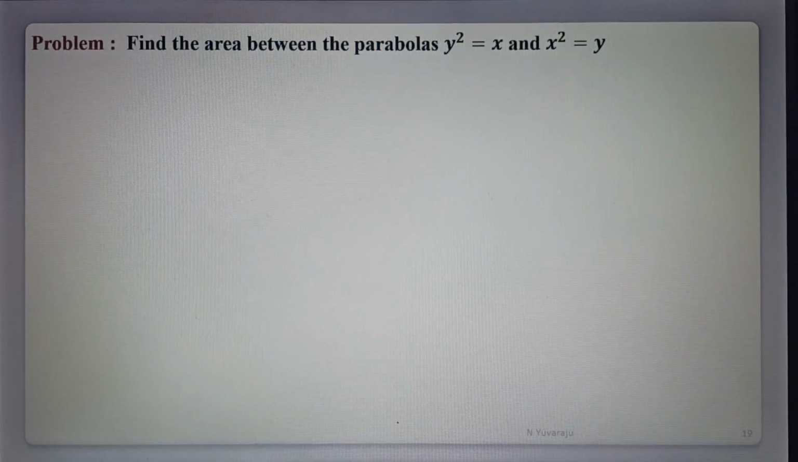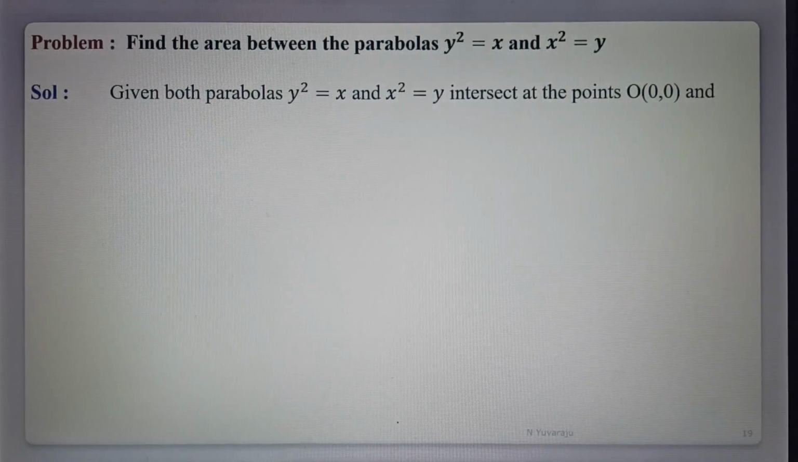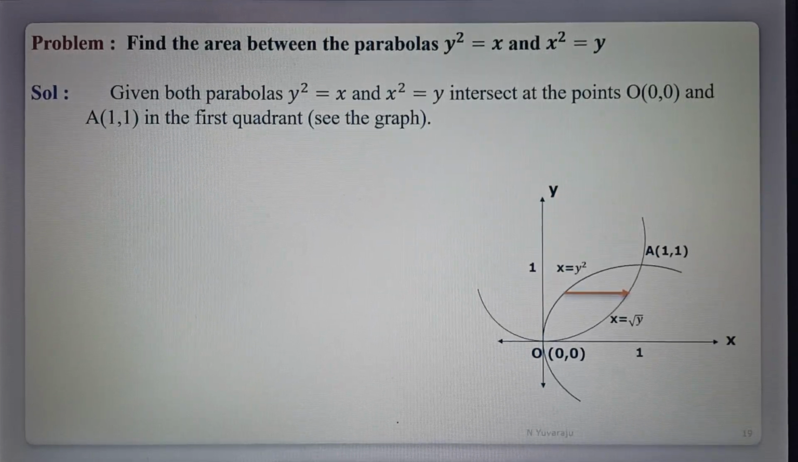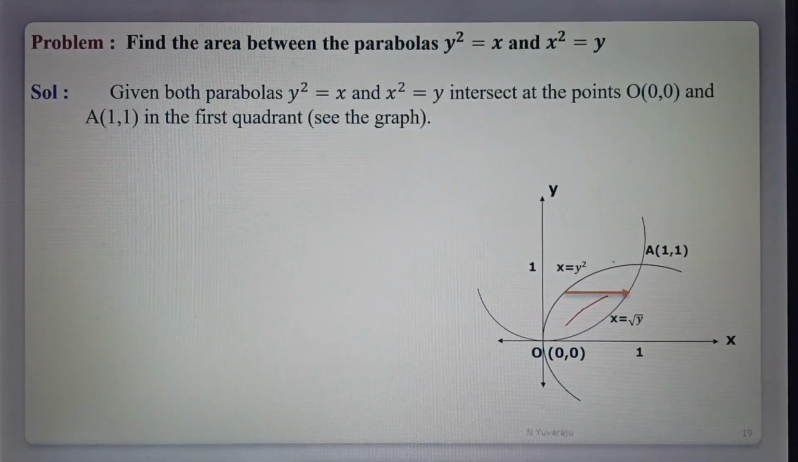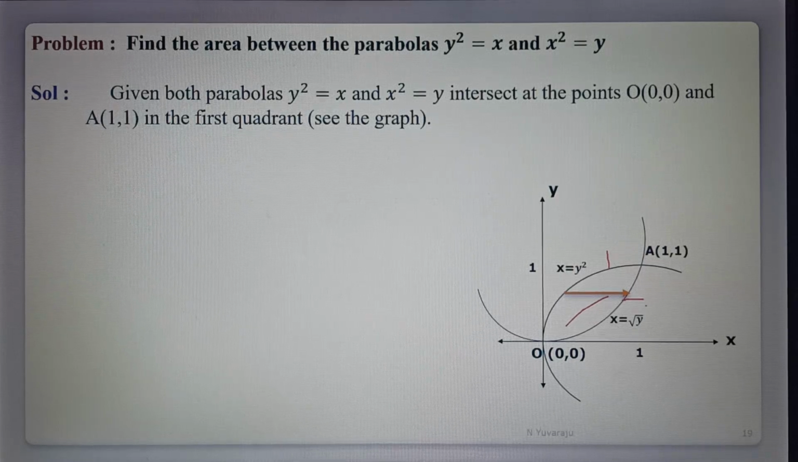Okay, now the same procedure as the previous problem. This is also an important question. Both parabolas y square is equal to x and x square is equal to y intersect at the points 0, 0 and 1, 1 in the first quadrant only. See that graph. This is the region. This one, x is equal to y square, is about the y axis, and this one, x square is equal to y, is about the x axis.